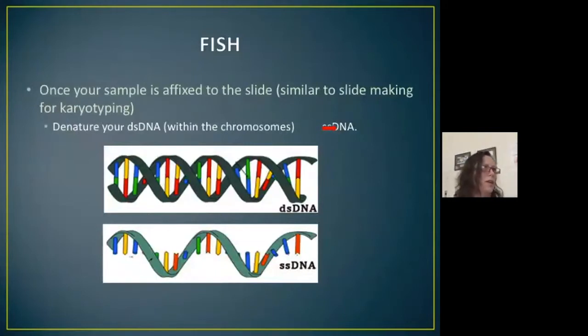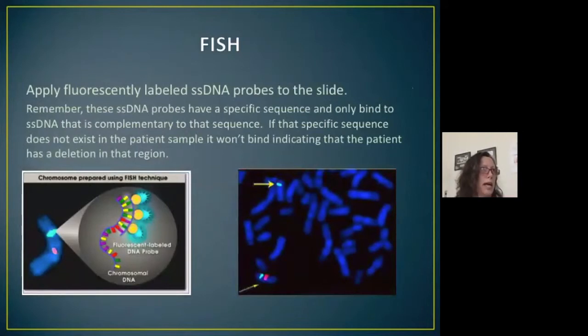Sorry. You denature the DNA, which in its native form is double-stranded. You make it into a single-stranded form during this process, and you apply the fluorescently labeled single-stranded DNA probes to the slide. The single-stranded probes have a specific sequence that only binds to single-stranded DNA that is complementary to that sequence. They're mated. They match each other.